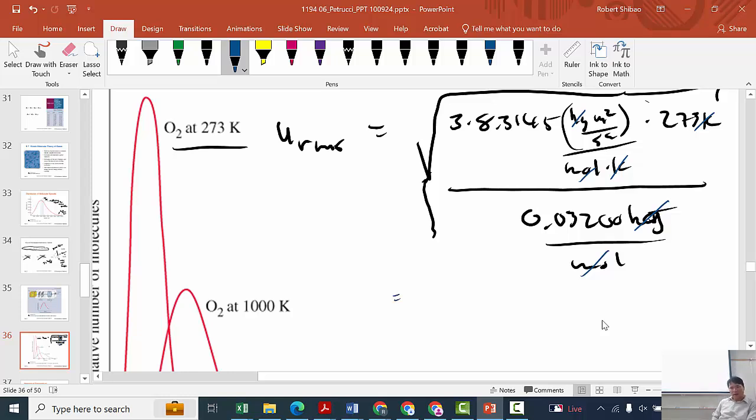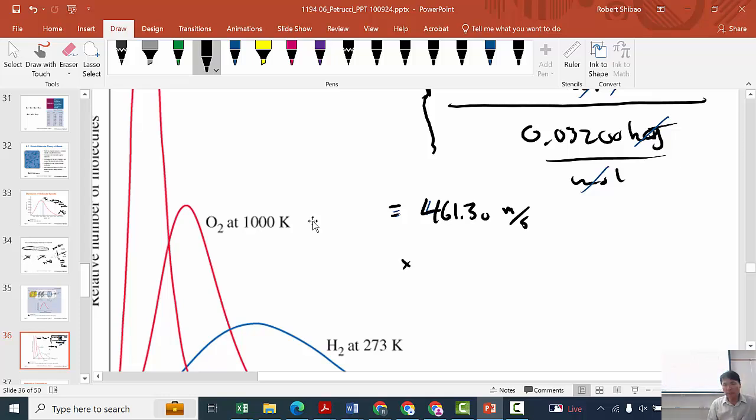And so I'm going to go ahead and calculate this here. So it's going to be 3 times 8.3145 times 273 divided by 0.032. And then take the square root of that. And I get 461.30 meters per second. I'm going to convert this into miles per hour.